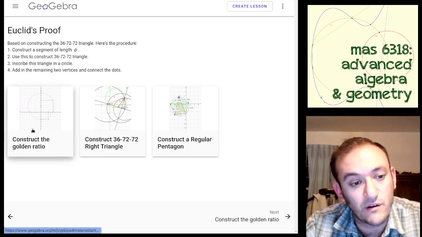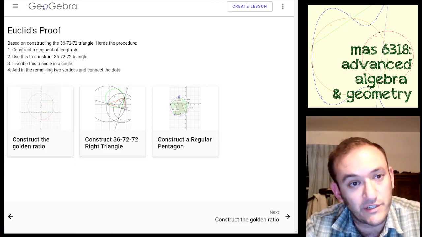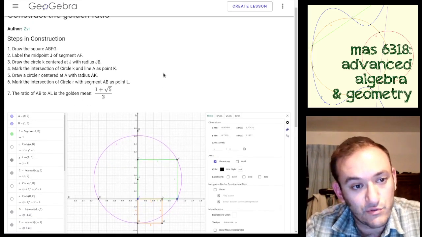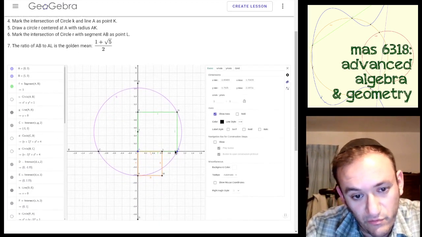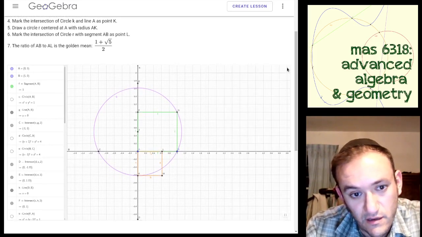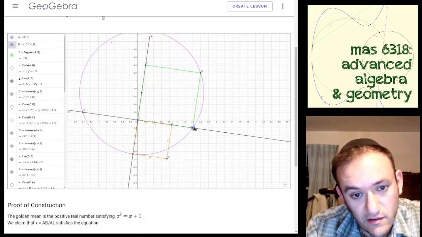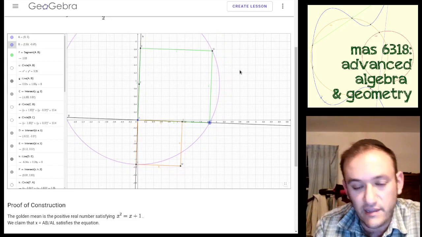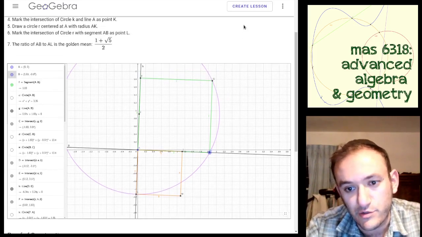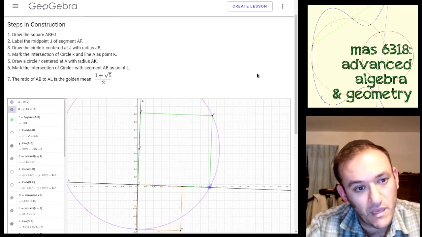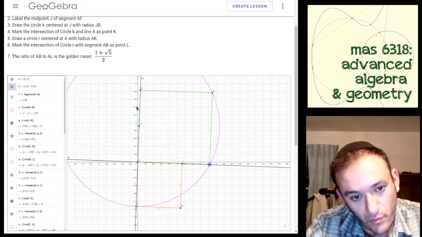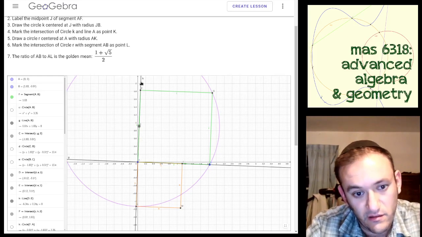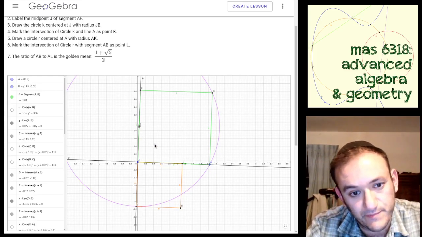Okay, so let's start with constructing the golden ratio. Okay, so first you draw a square ABFG. Okay, and drawing a square is as simple as drawing perpendicular lines and then using circles to make sure the sides are equal. And then you label the midpoint of one of the sides of the square. So in this one we labeled J, the midpoint of side AF.